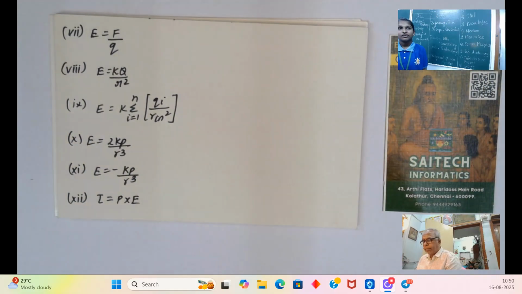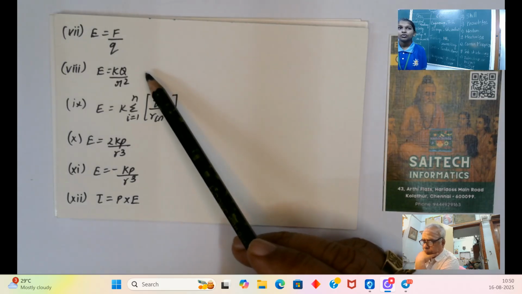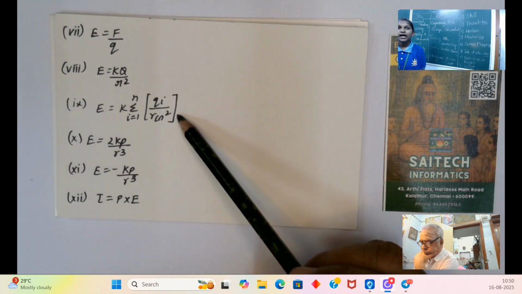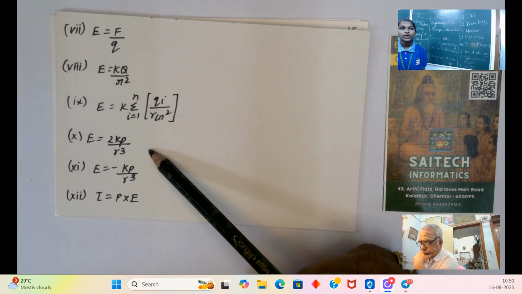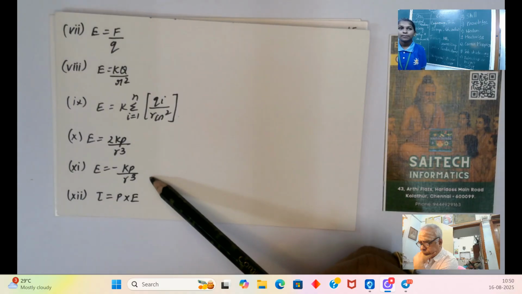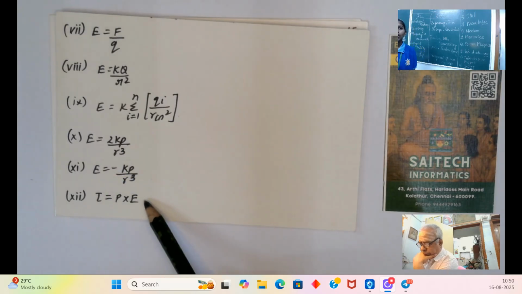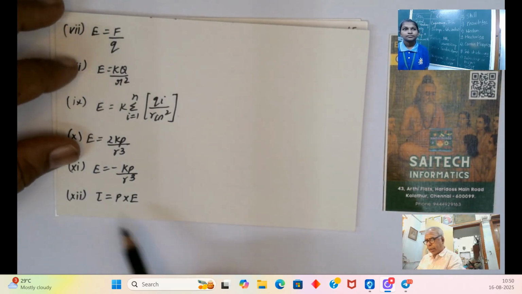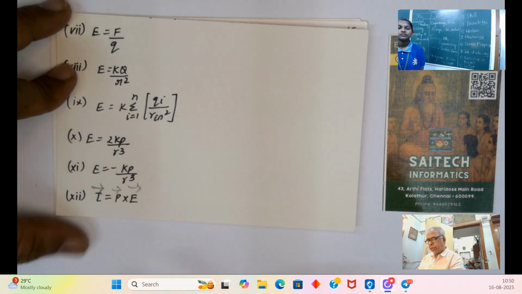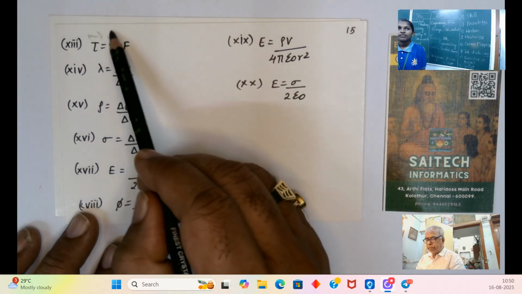And then we have the electric field formula where E is equal to F by Q, and the electric field expression is KQ by R square. As I said through derivation, E is equal to K summation i equal to 1 to n of Qi divided by Ri square. And then E is equal to 2 Kp by R cube, as we saw on the axial line, and on the equatorial line, E is equal to minus Kp by R cube. And in torque, torque is equal to p cross E. Actually, this is a vector. And same as torque is equal to r vector cross F vector.